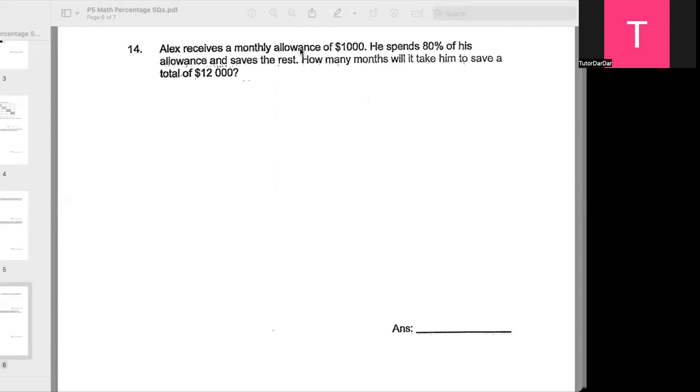Alex received a monthly allowance of $1,000. He spends 80% of his allowance and saves the rest. How many months will it take him to save a total of $12,000? So his monthly allowance is $1,000, which is the 100%. He spent 80%, so he used up 80% and saved the rest.